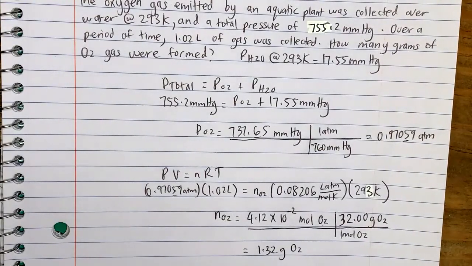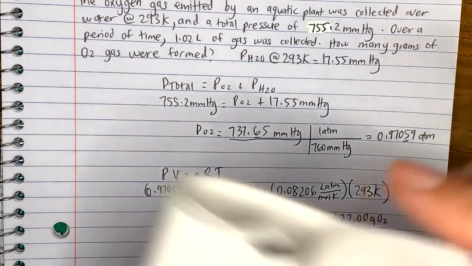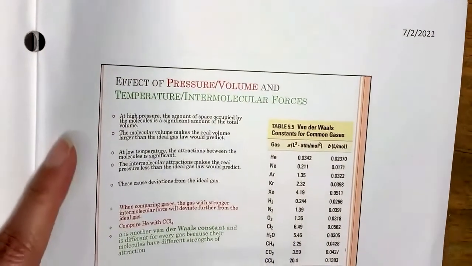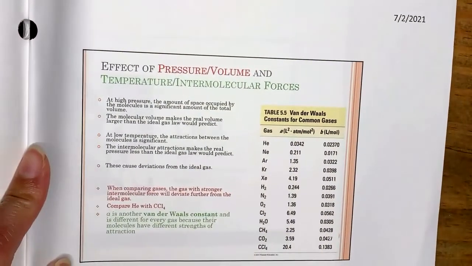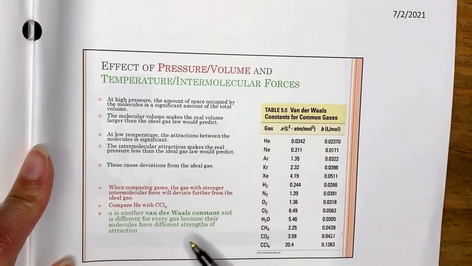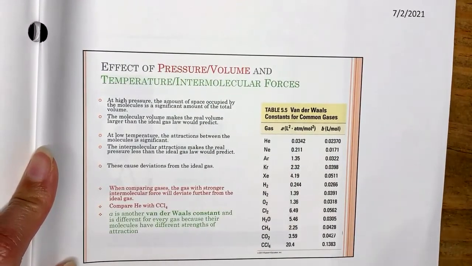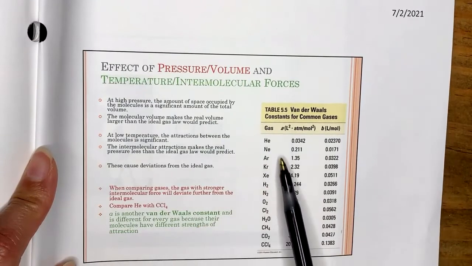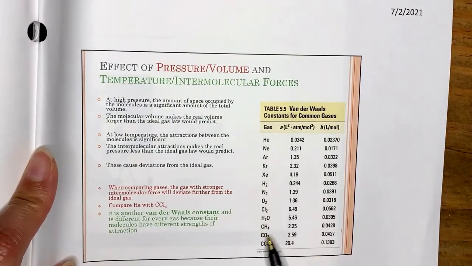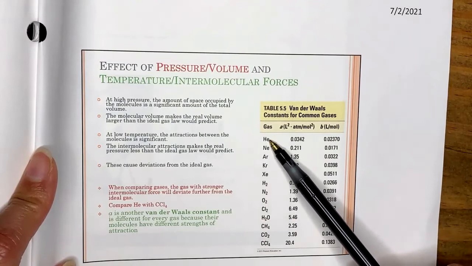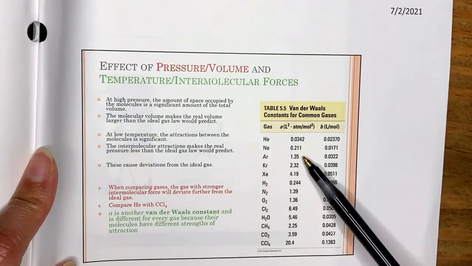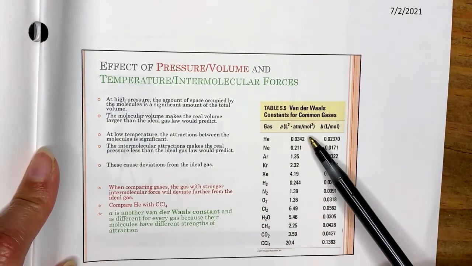Another thing that can really affect something being ideal or not is the van der Waals constant. It has to do with attraction between gas molecules from one to another. It's intermolecular forces, okay? So in this case here, if you look at this chart here, helium is a noble gas, neon is a noble gas. You see how they're so small? Because they're noble gases, they don't like to react.